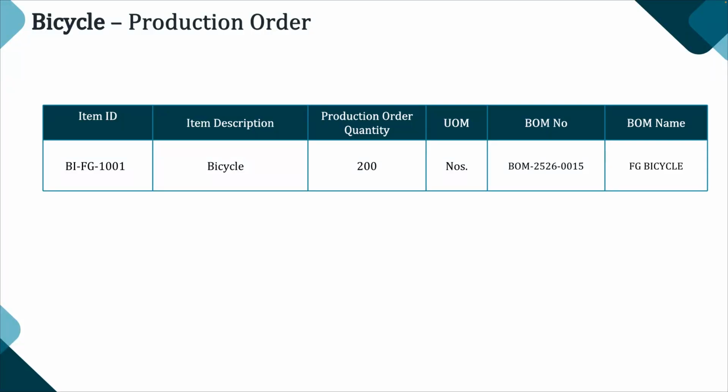This slide consists of the details to be entered in our production order screen. It includes your item ID, item description, production order quantity, UM, that's unit of measurement, BOM number, that's bill of material number, followed by its name, that's your BOM name. Those are the details which are going to be entered in our production order screen.